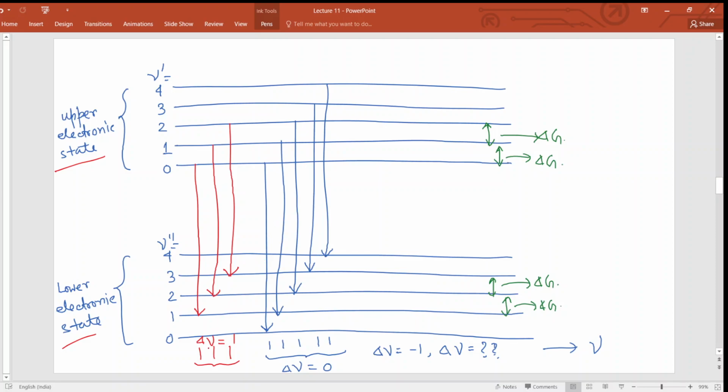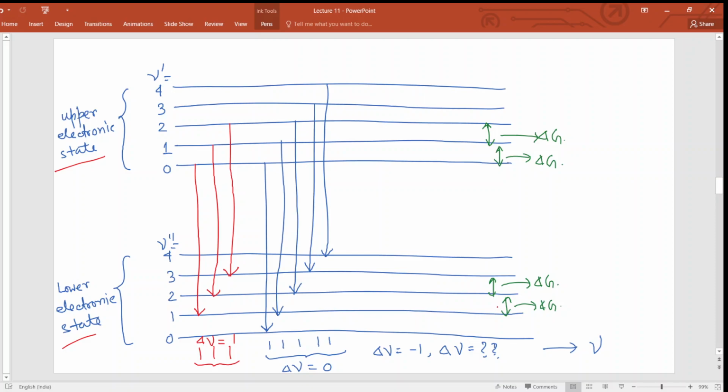You can see that corresponding to a specific value of delta nu, you will get a certain number of lines. For example, delta nu equal to 1 gives a certain number of lines. If delta nu equals 0, you get a certain number of transitions. Similarly for delta nu equal to minus 1, 2, 3, 4, etc. The point we are trying to make is that the number of transitions effectively determines the final intensity of the emitted spectral line.